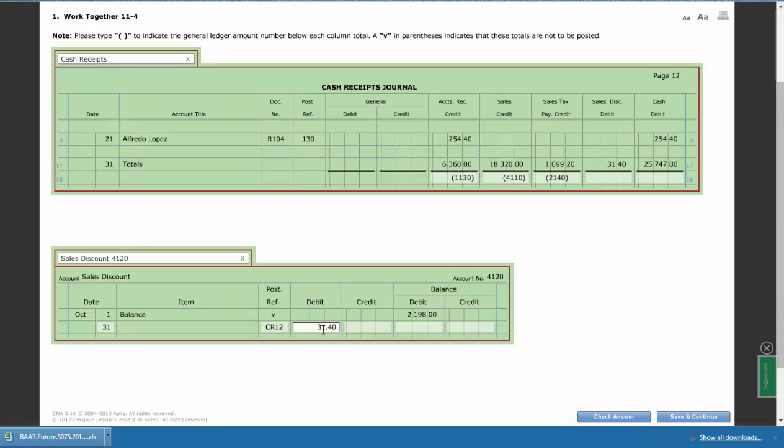Now, what I get from this account is I can see that our business gave a total discount to all of our customers for paying early. The value to our business was $2,229.40.